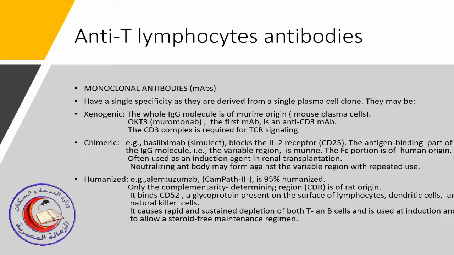The monoclonal antibodies can be divided into three types: xenogenic, chimeric, and humanized. Xenogenic means that the whole immunoglobulin molecule is derived from another species, usually murine, mouse plasma cells. An example is OKT3 muromonab, which was actually the first monoclonal antibody to be used. It is an anti-CD3 monoclonal antibody. The CD3 is a molecule that is necessary for activation of the T cell receptor signaling.